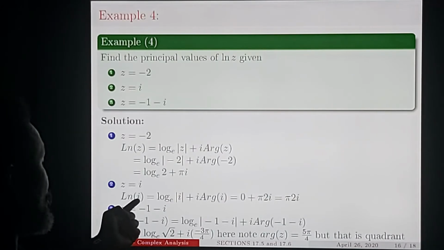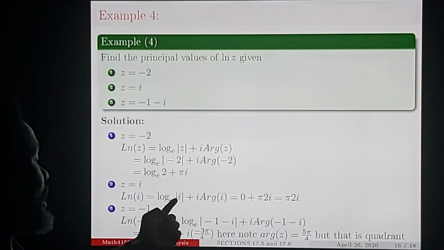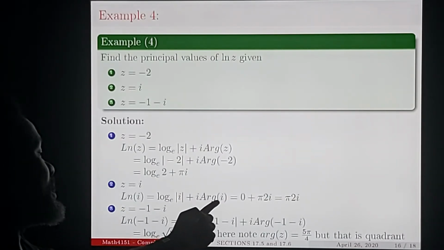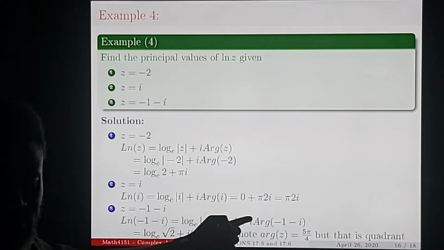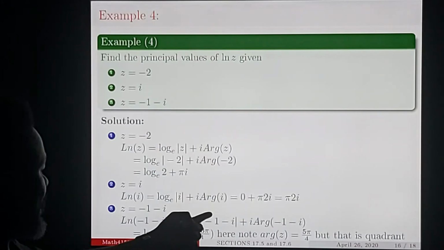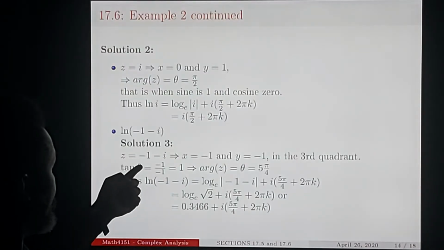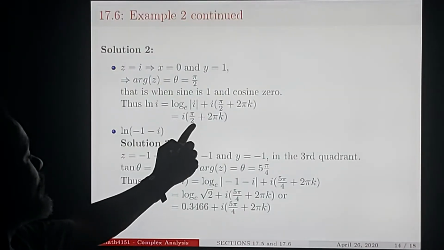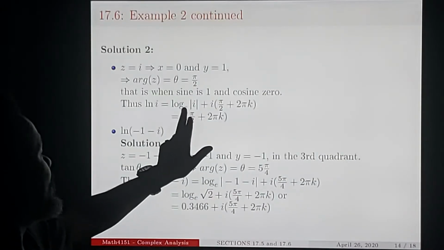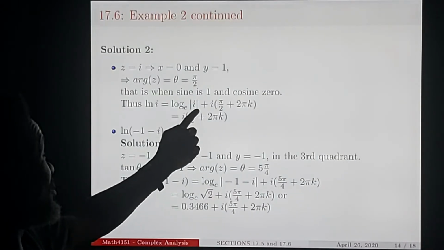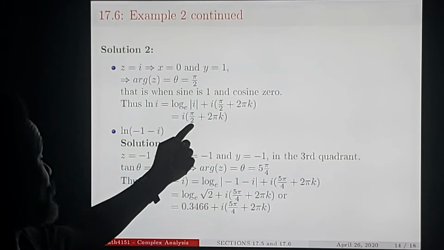So we have ln of i will be log base e of the modulus of i, plus i times the principal argument of i. The principal argument of i is pi over 2. Why did I write this? This is a mistake, ladies and gentlemen. What happened here? Yeah, this is what we have: pi over 2. So this we just cover that. So it will just be log base e of 1, which is 0. So it will just be 0 plus pi i over 2.